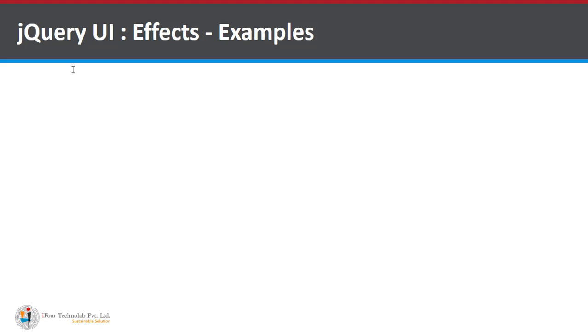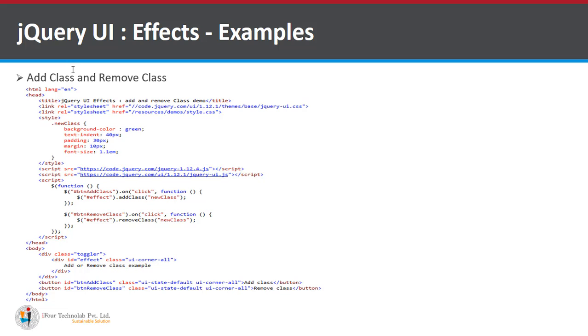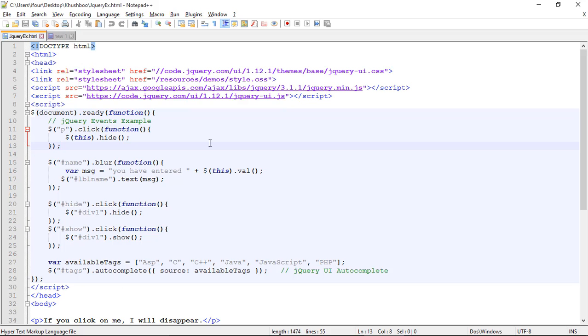Let's see some jQuery UI effect examples. For addClass, there is an example. I am giving a simple example which I already created for you. This is an HTML document. You can see in the head section I have linked the CSS of jQuery UI, as you can see here.